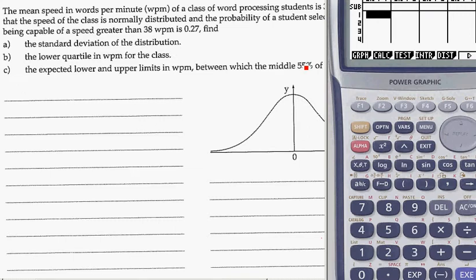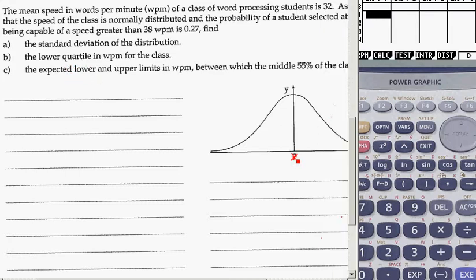Page 48. Number 67, we'll do parts B and C. We've already done part A. We're asked to find the lower quartile in words per minute for the class. Now we know that the mean is 32, and in part A we worked out the standard deviation of 9.79.